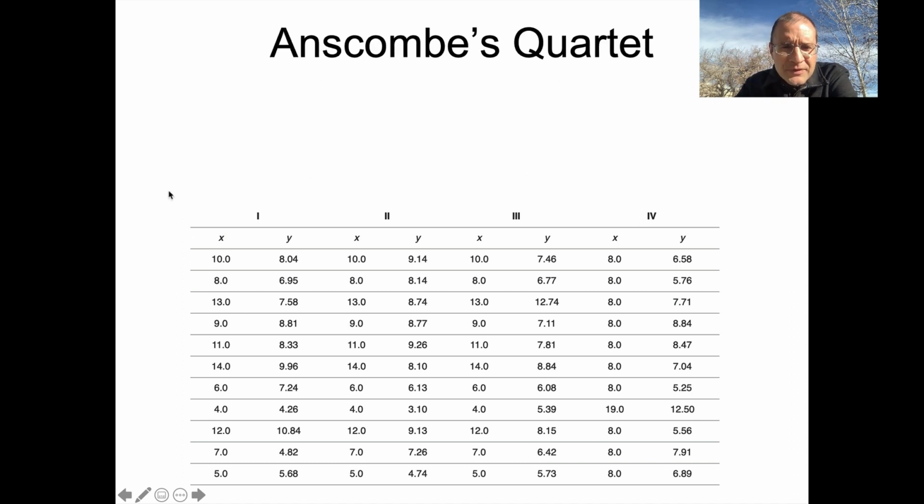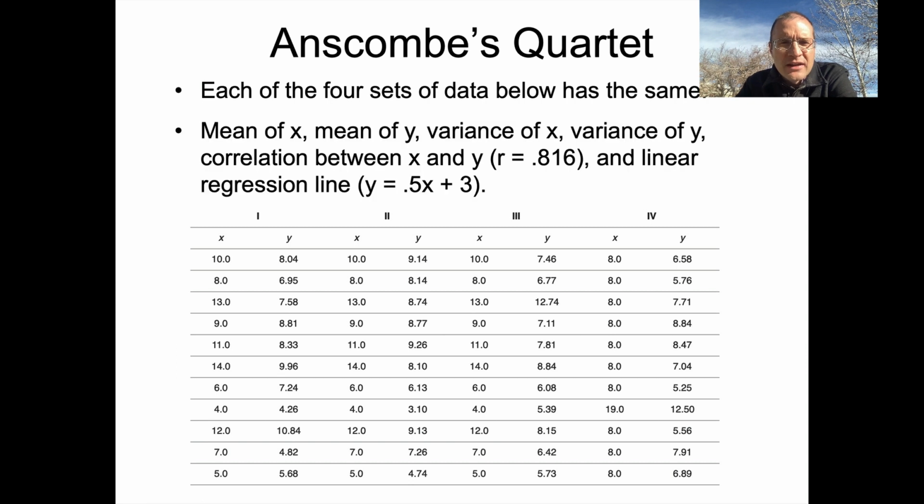And when you do, you find that for these 4 sets of data, each of them has the same mean for X, the same mean for Y, the same variance of X, the same variance of Y. Also, there's the same correlation between X and Y. It happens to be an R of 0.816. So that's a pretty tight relationship. And then also the same equation for the linear regression, which is Y equals 0.5X plus 3.